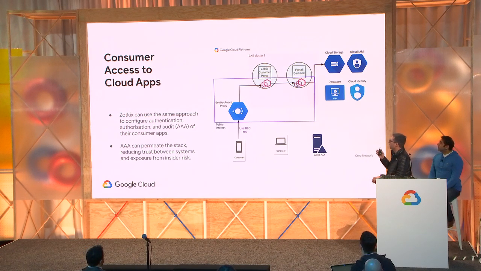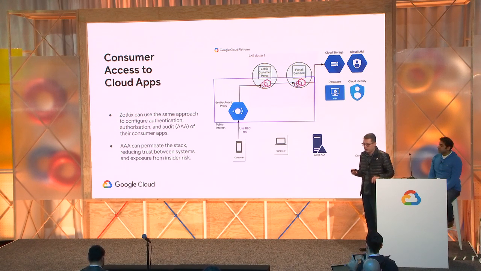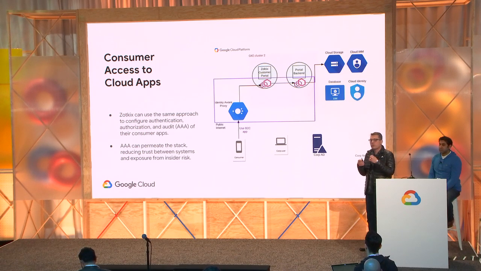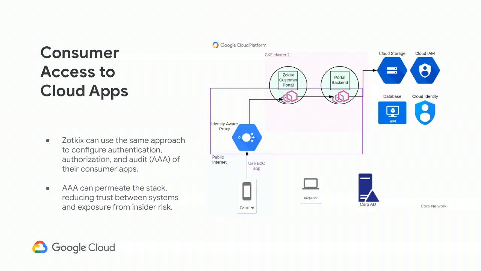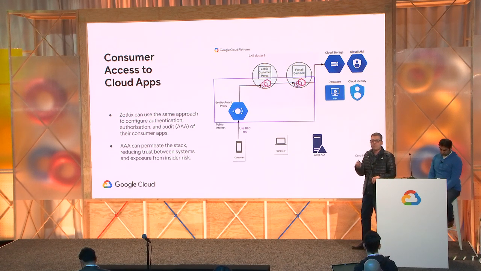In addition to protecting employee-based authentication, you can use this infrastructure to protect your consumer-oriented applications, the same architecture. And one of the advantages here is that authentication, authorization, and audit permeate the entire service stack, which reduces trust between systems. You don't need to trust the assertion of the user identity from the front end in the back end. You can remove this amount of service-to-service trust, which facilitates compliance against audit requirements, and it also just reduces insider risk.